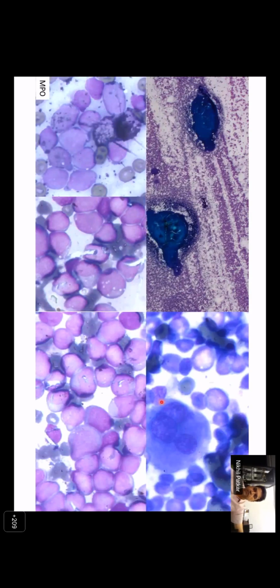We can see a bone marrow aspirate, which is hypercellular for age. In the second picture, we can see the megakaryocyte, which appears to be normal, surrounded by granulocytic and erythroid lineage. In the third picture, MPO is focal positive, sir. And in the fourth picture, we can see focal positivity to MPO. We can also see blast cells.